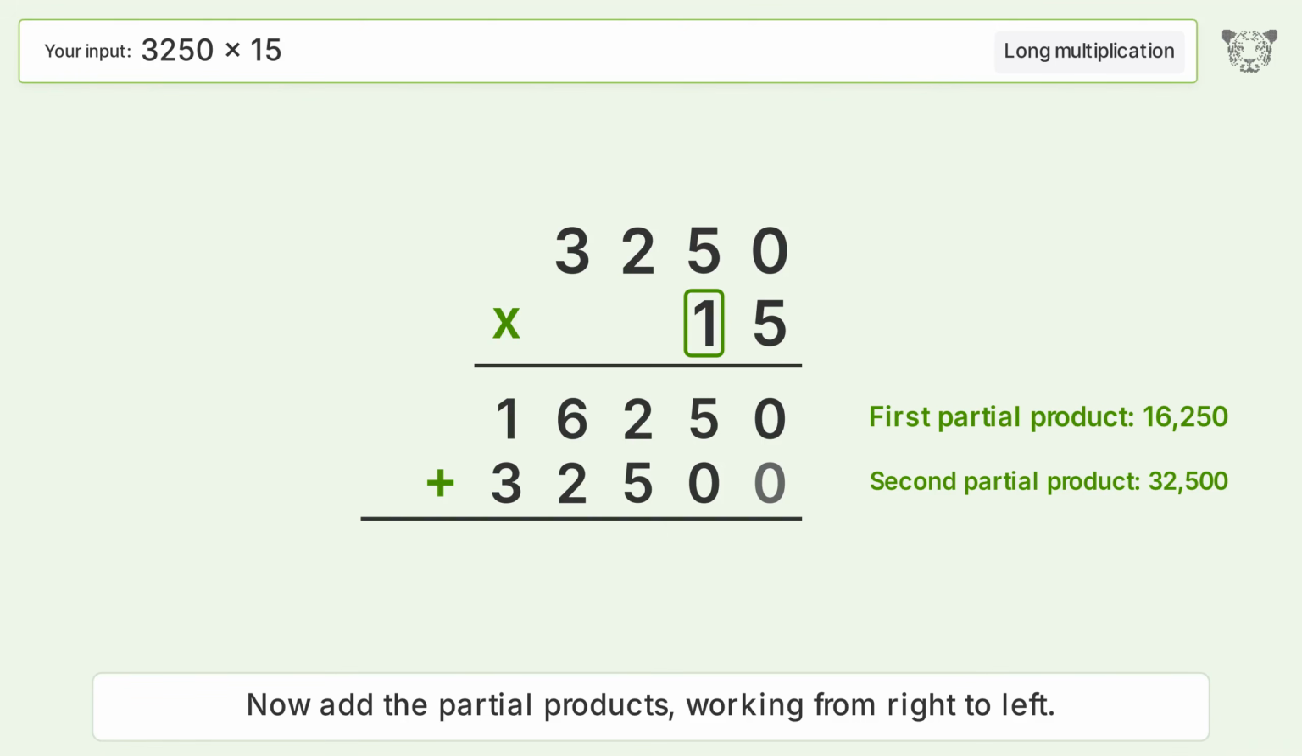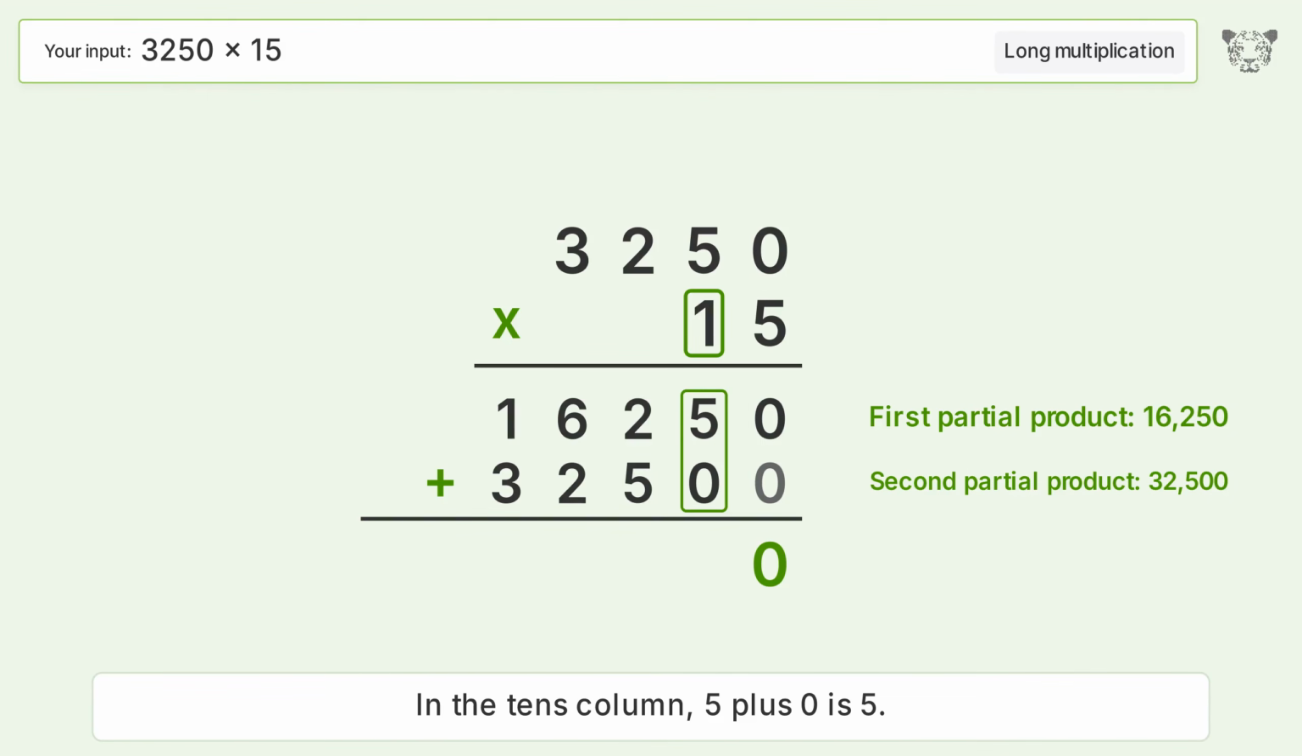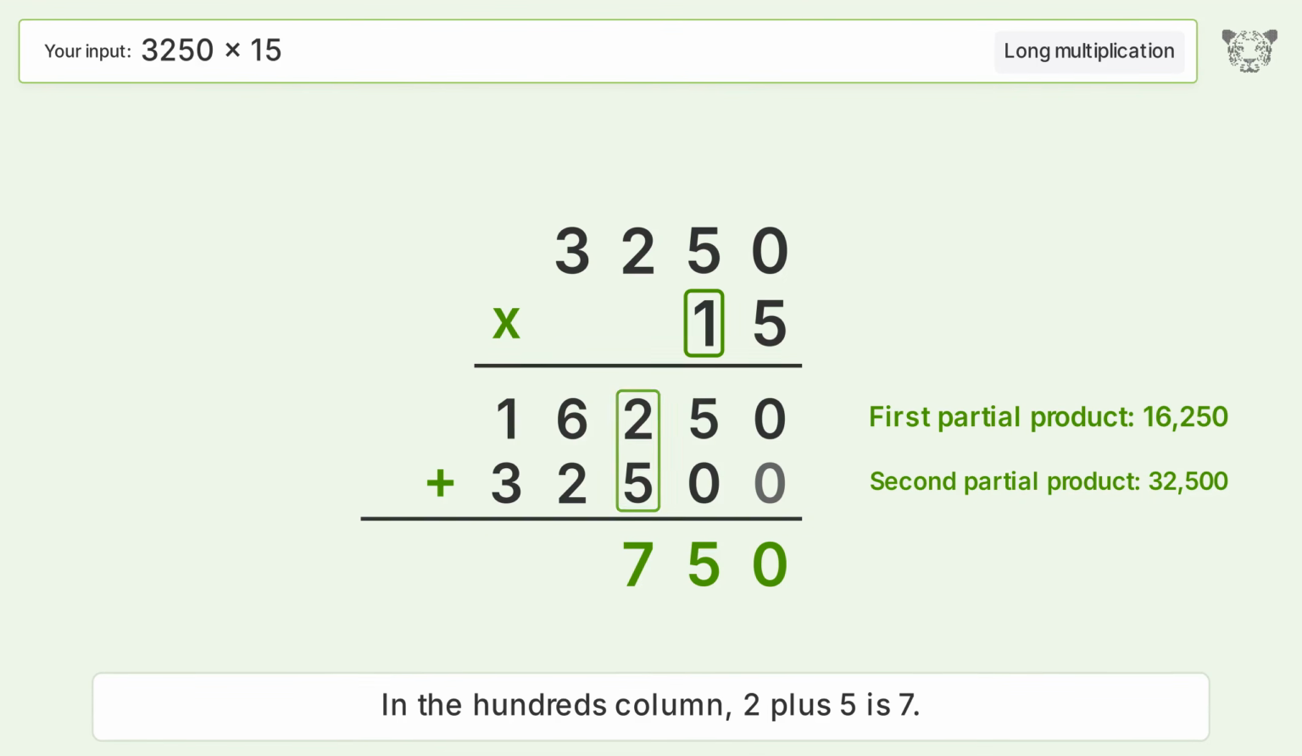Now add the partial products, working from right to left. In the ones column, 0 plus 0 is 0. In the tens column, 5 plus 0 is 5. In the hundreds column, 2 plus 5 is 7. In the thousands column, 6 plus 2 is 8.